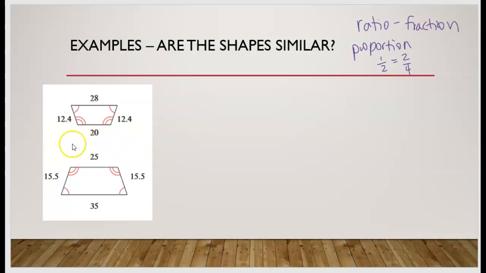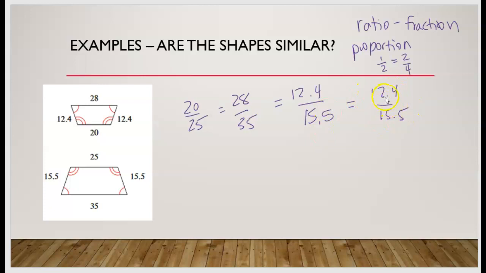So we're just going to match up the parts and set up some proportions. You can see that this one is sort of flipped over. So we're going to do the small base over the small base, the large base over the large base, the left side over the left side. It's important to keep them in the similar sides of the figure, right? We wouldn't want to do like 28 over 15.5. Those two sides don't match up. And 12.4 over 15.5. Now all we have to do is take our calculator and see what decimal we get when we divide these numbers.